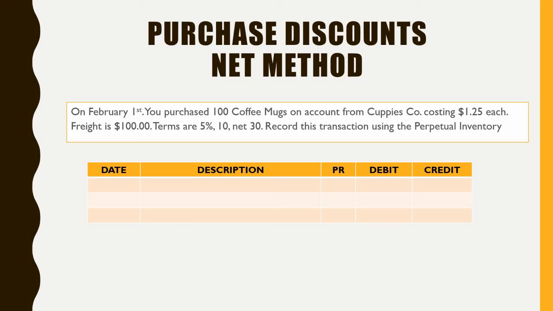Again, you're going to be using the inventory and accounts payable, and you're going to calculate the 125 times 5%. Okay. And what do you get from there? And then with that discount, you subtract that from the 125.